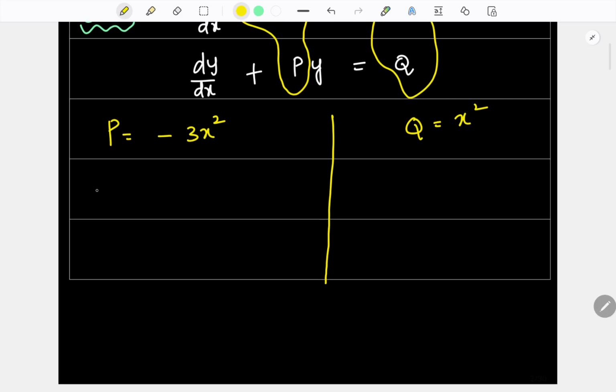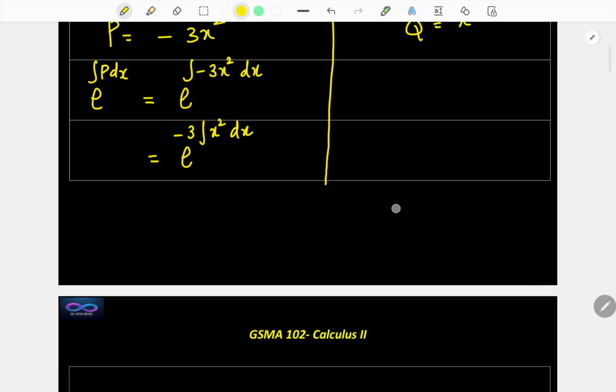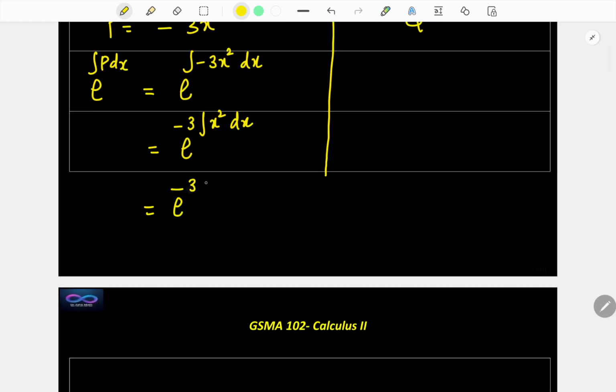Now I'm going to calculate e to the power of integral p dx, because we want it in the solution. So this equals e to the power of integral of −3x² dx. The −3 will come out, everything goes in the exponent, keep your eyes carefully. Integral of x² dx, so this equals e to the power of −3 times the integral of x², which is x³/3, and then plus an integrating constant c, but no need to write it. Finally, the 3 gets cancelled, so you'll get e power −x³. This is your e power integral p dx.